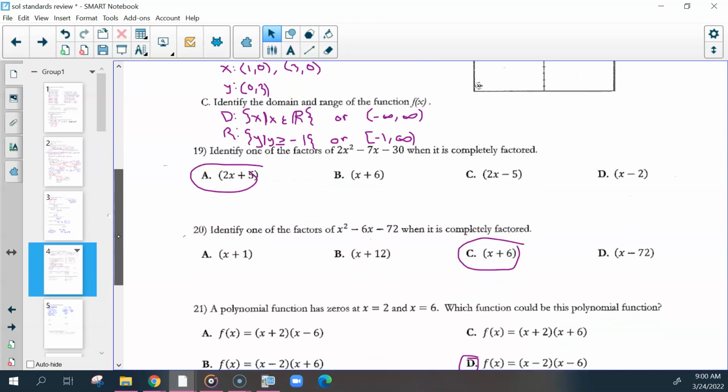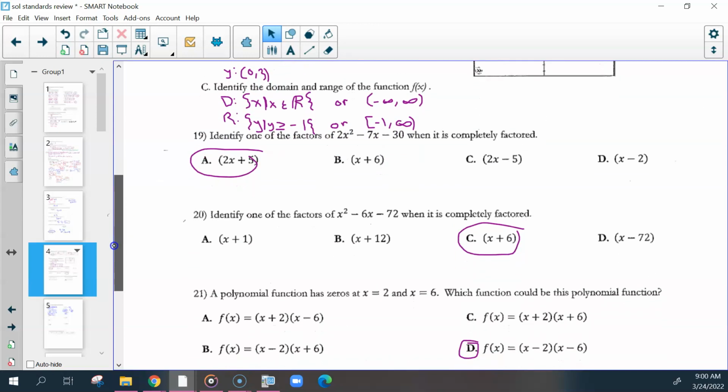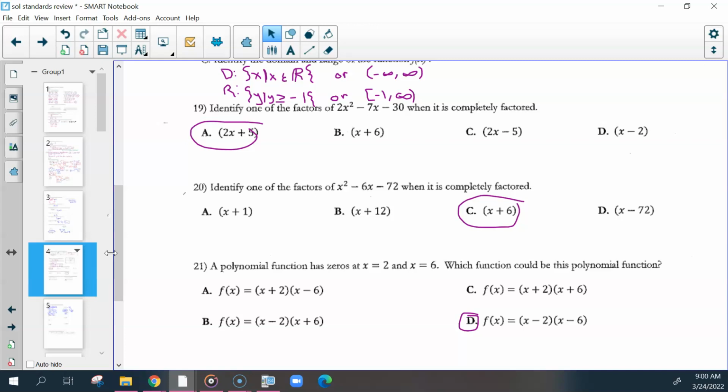Again, for this one, you could put all of these answers in and see where it crosses your x-axis exactly. 2x plus 5 would be your answer. For 20, x plus 6 would be your answer. And then for 21, D is your answer.